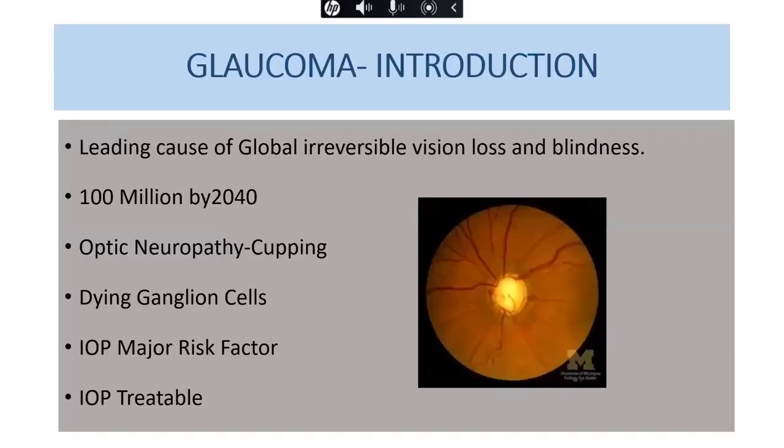Now, glaucoma, we all know, introduction: it is the leading cause of global irreversible vision loss and blindness. It is expected that 100 million people will be affected by glaucoma by 2040.